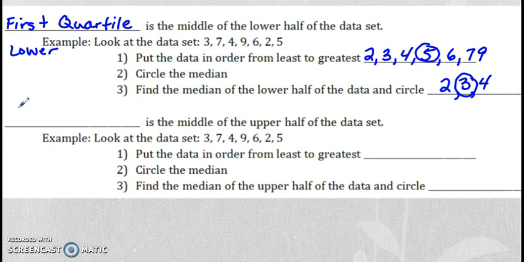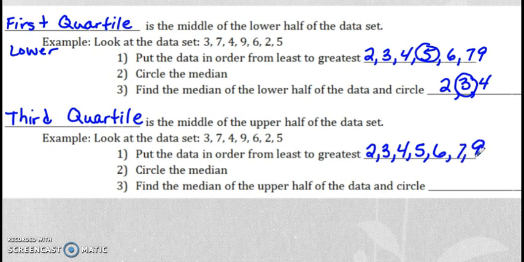Our next quartile is the third quartile. Remember, the median is sometimes known as the second quartile. We're going to take this same set of data and put it in order again. We're going to circle the median, and this time we're looking at just the upper set of the data. And the median of that is 7. So the third quartile, also known as the upper quartile, is 7.